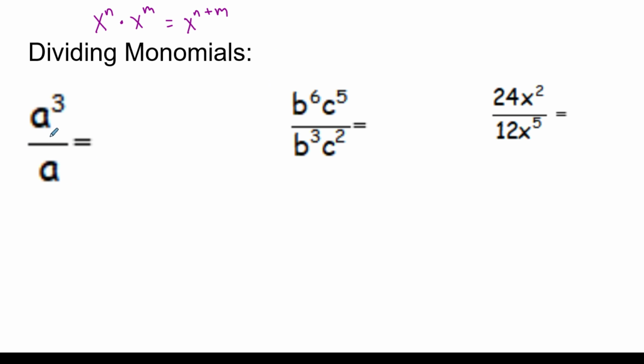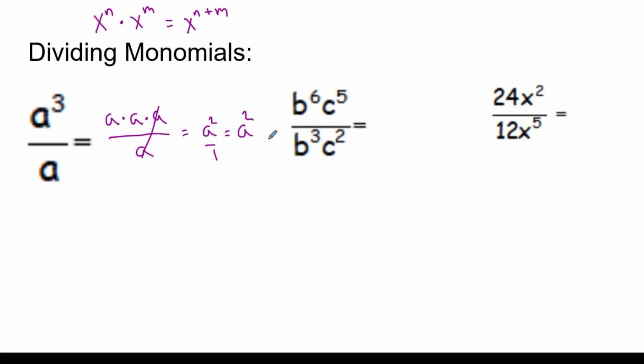Let's take a look at an example. A cubed divided by a. I could write this as a times a times a, all over one single a. So if we're dividing, we'll have an a cancel out from both, and what we're left with is a times a on the top, or just a squared. I could write it as a squared over 1, that's fine, or just a squared.